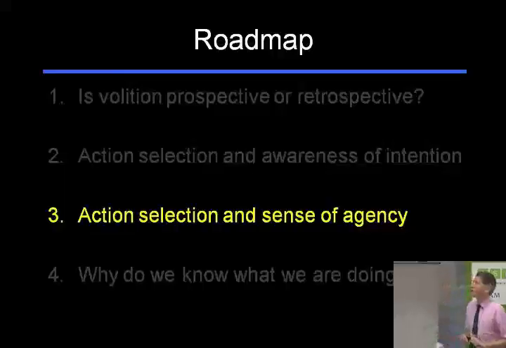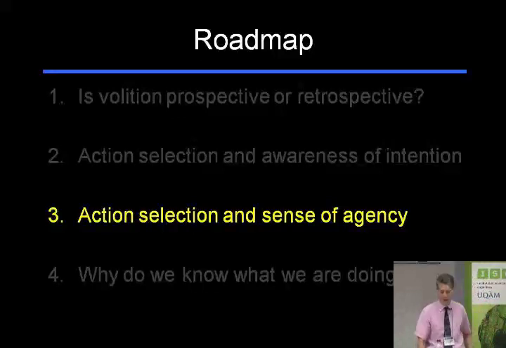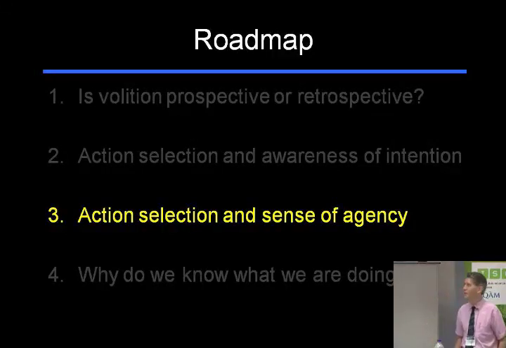Now, I want to shift from talking about volition and will, which are all sort of interesting but problematic, to talking about the sense of control, the sense of agency, the sense that we have of being in control of what we're doing and of our own lives, if you like. And I want to suggest that there's an important role of action selection, this same process of choosing what to do, also in that process.